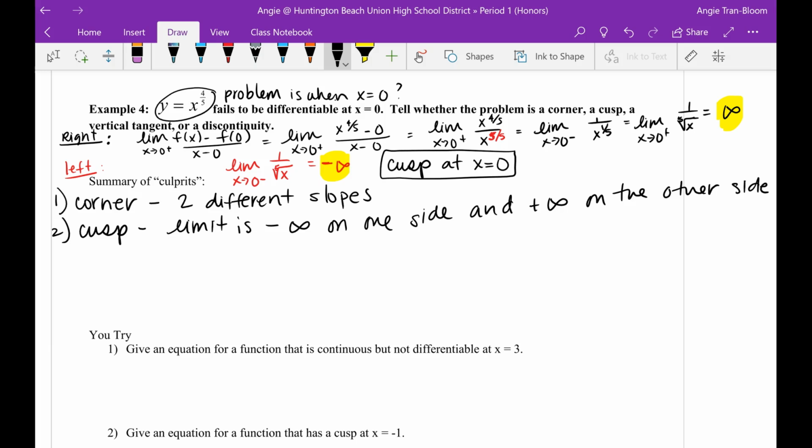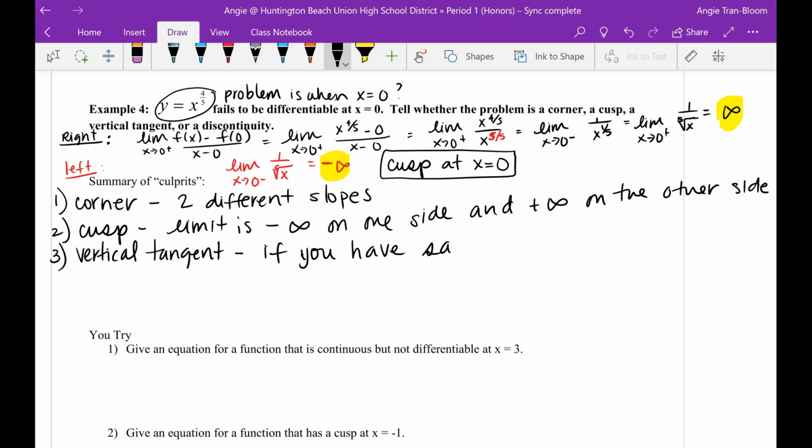You're going to have a vertical tangent if you have the same infinity on both sides. So whether they're both negative or positive.